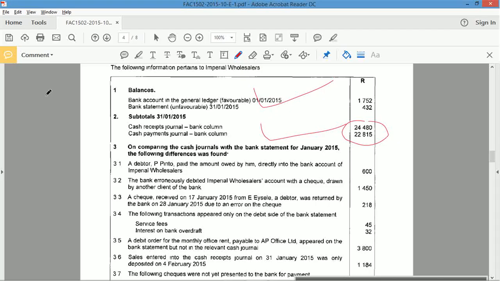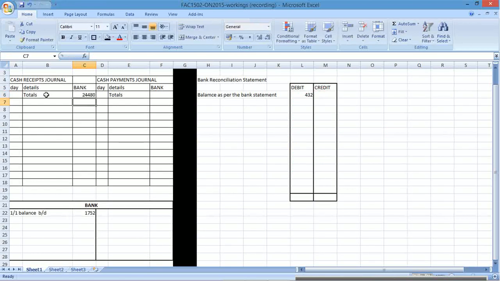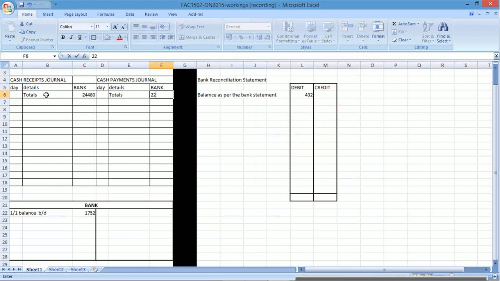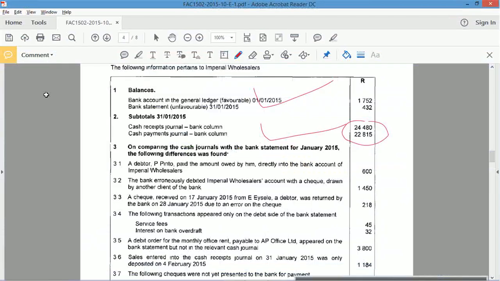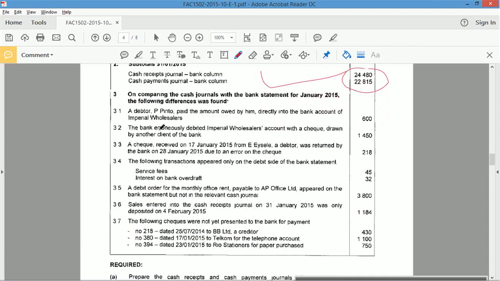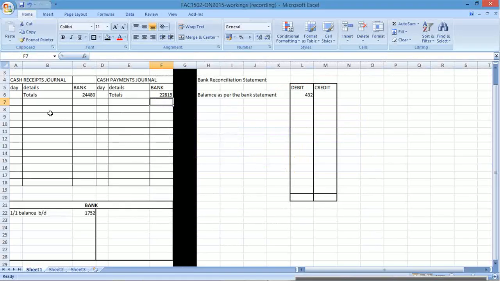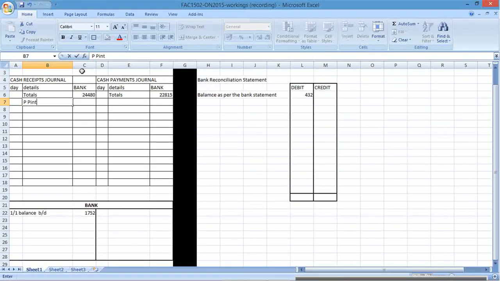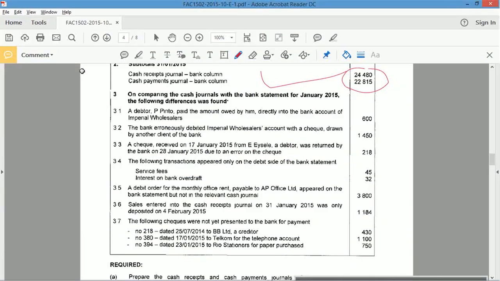Receipts 24,480. Payments 22,815. On comparing the cash journals with the bank statements, debtor P paid an amount owed to him directly into the bank account. That's a direct deposit, goes to the cash receipts journal. P Pinto. How much? 600. Next.